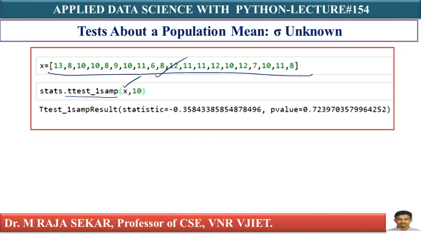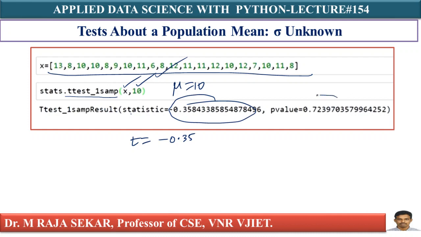This is ice cream related data. 10 is my population mean, my mu equal to 10. Now, if I run this particular code, what will I get? What is my t value? My t value is minus 0.35. This is my t value, simply I can say, isn't it?